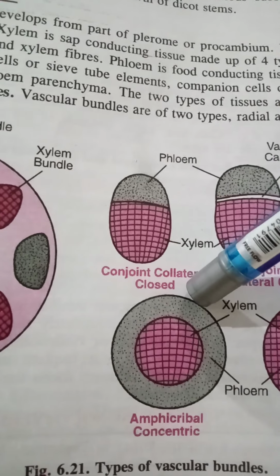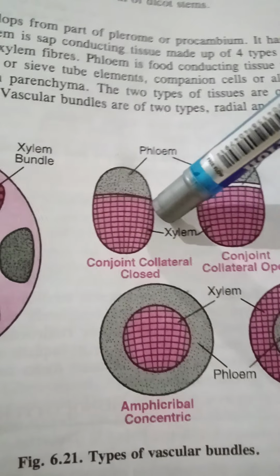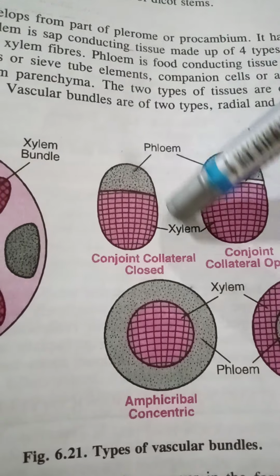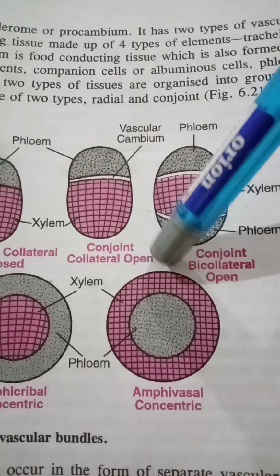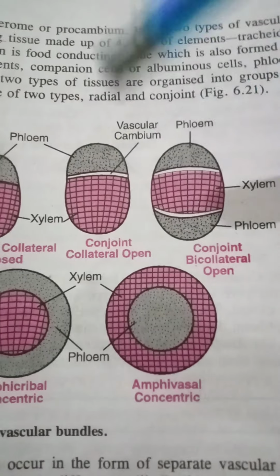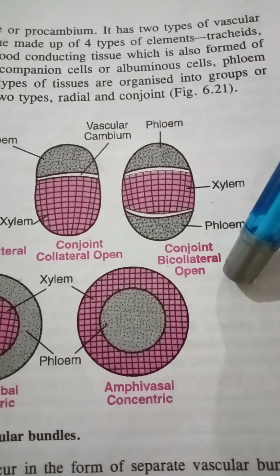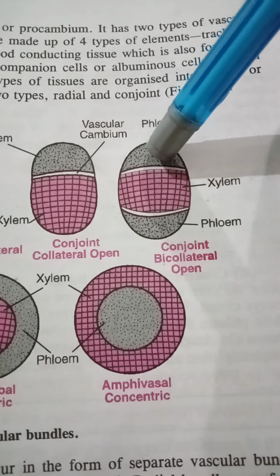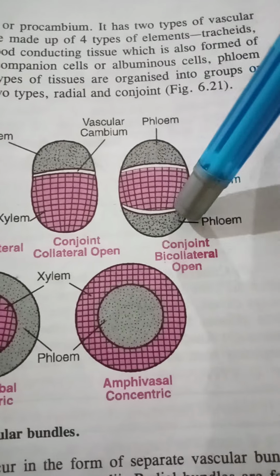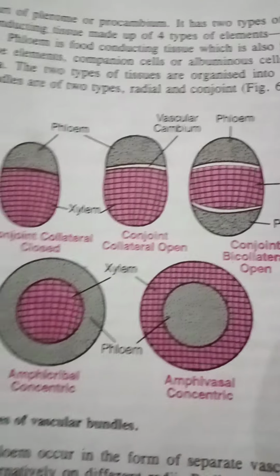Then next is the conjoint collateral closed. That means phloem is towards the outer part, xylem towards the inner part, and cambium tissue is absent. This vascular bundle is known as conjoint collateral closed. Again, conjoint collateral open means xylem, phloem, and in between cambium tissue is there. The next type is conjoint bicollateral open. That means xylem is in the middle part. On the outer part, two patches of phloem are present, and between them, two patches of cambium tissue are present. So this is known as conjoint bicollateral open.